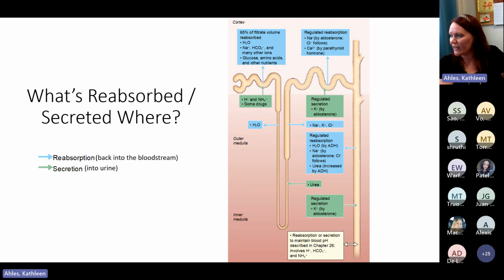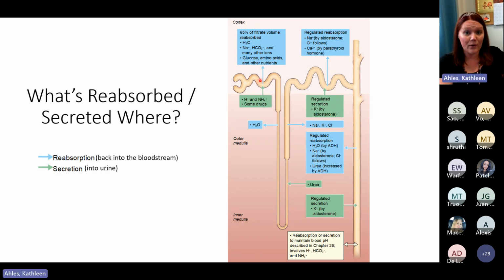Okay. We do have a learning objective that asks you to know where things are or are not reabsorbed or secreted. So let me just highlight a few things that I think we should make sure we know, because we're at that point in the semester where we can't learn it all. So here's what I want you to make sure you know. The primary place we reabsorb water is the proximal convoluted tubule. Water is reabsorbed primarily in the proximal convoluted tubule.